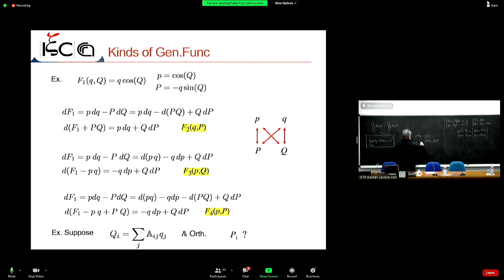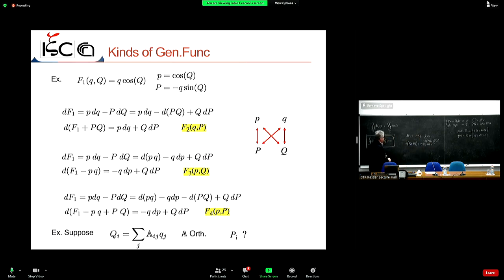And I get P dq minus q, probably this is minus and this is p, correct? Okay, and this is minus P dq. Should be plus. Should be plus. Yes, should be plus. In fact, this is plus.